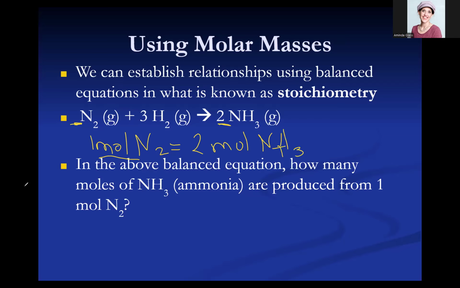It's like looking at a recipe and finding what you need and seeing how much you can make. My ingredients are 1 nitrogen and 3 hydrogen. That's what I need. If I have 1 nitrogen, I can make 2 ammonia. If I had 3 hydrogen, I can make 2 ammonia. That's all you're doing. You're making a ratio. If I have 1 mole of nitrogen, I can make 2 moles of ammonia.